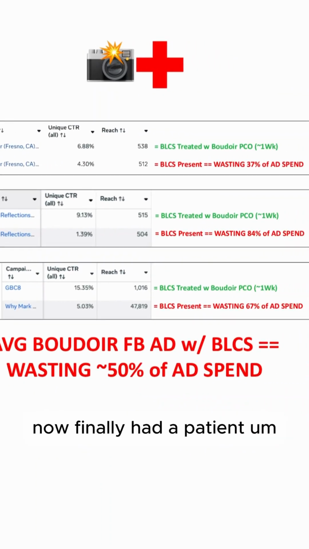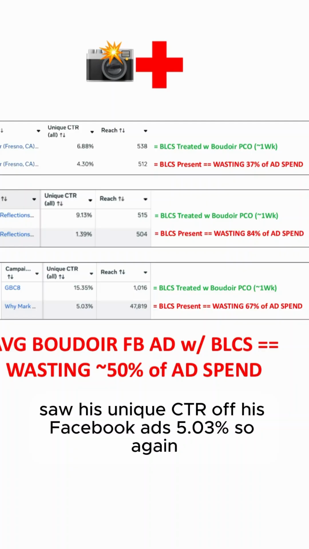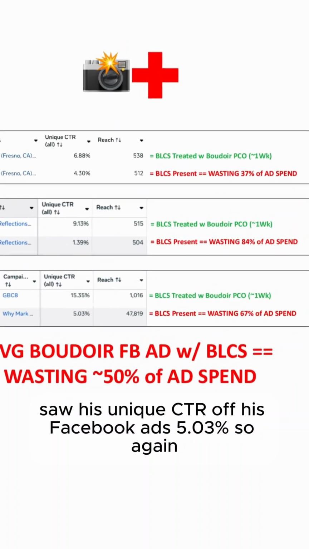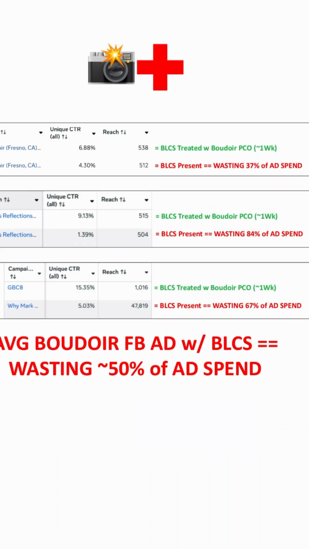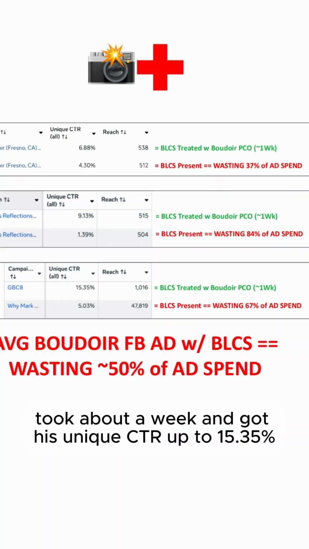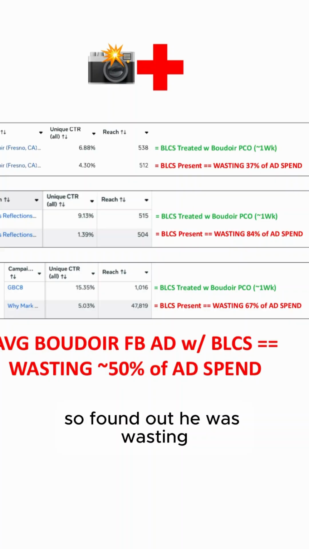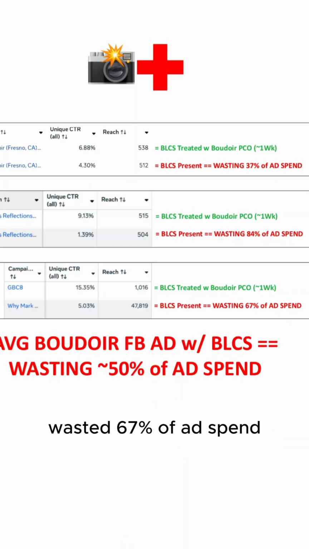Now, finally, I had a patient whose Facebook ad had a unique CTR all of 5.03%. So again, I knew BLCS was present. So I went in, duplicated the ad, treated it with Boudoir Pico, which took about a week, and got his unique CTR all up to 15.35%. So we found out the original Boudoir Facebook ad was wasting 67% of ad spend.